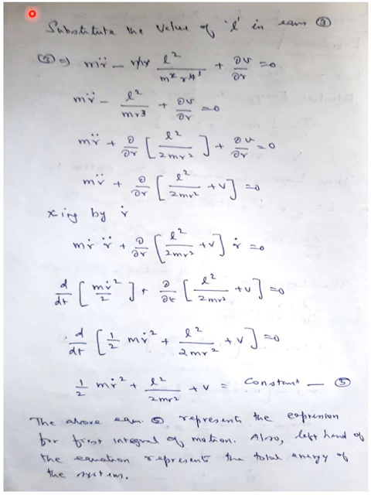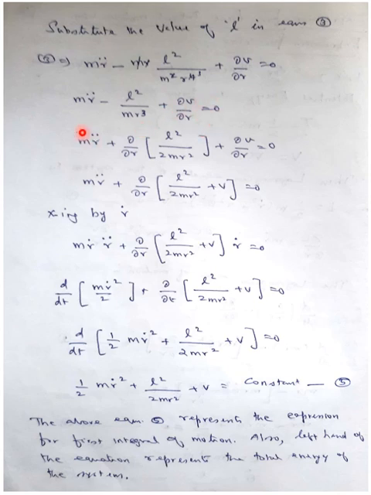m r double dot minus m r L square by m square r power 4, plus dou V by dou r equal to 0. Then cancel each other: this r, this m, then this r will be cancelled. Then what will be the answer? m r double dot minus L square by m r cube plus dou V by dou r equal to 0. Here, L square by m r cube is the derivative with respect to r of L square by 2 m r square, so m r double dot plus dou by dou r of (L square by 2 m r square plus V) equal to 0.